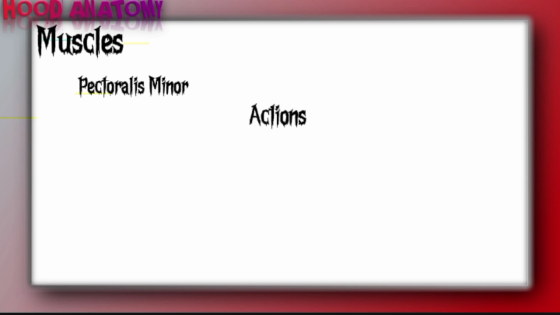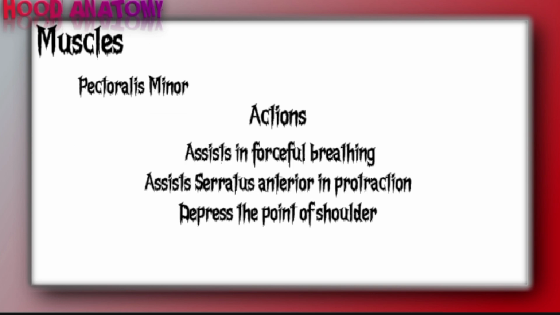Then we get the actions of the muscle. It has some actions. First of all, it assists serratus anterior during protraction. It depresses the point of the shoulder. It also acts as an accessory muscle of respiration when a person is forcing their breathing.